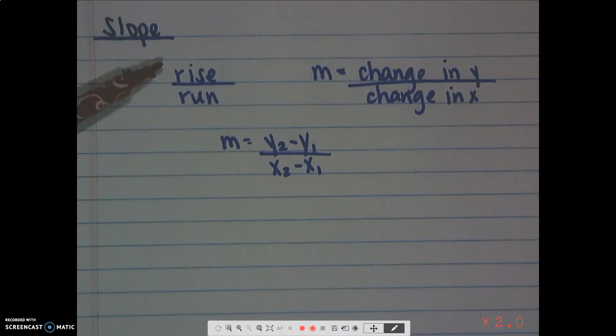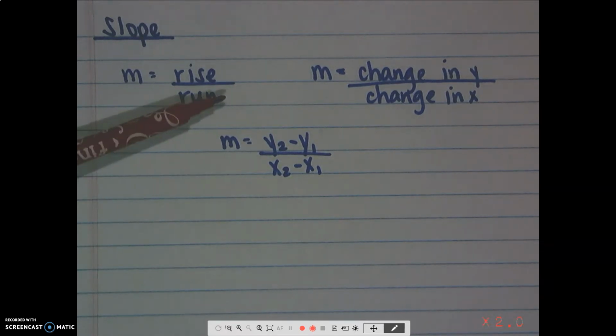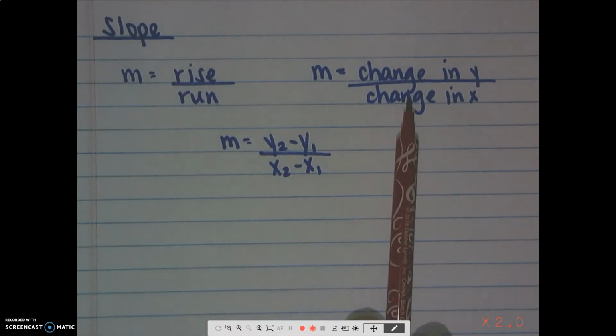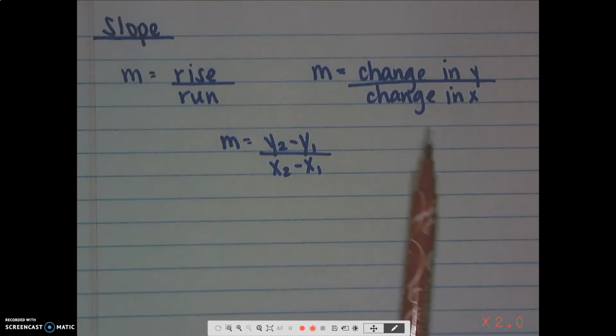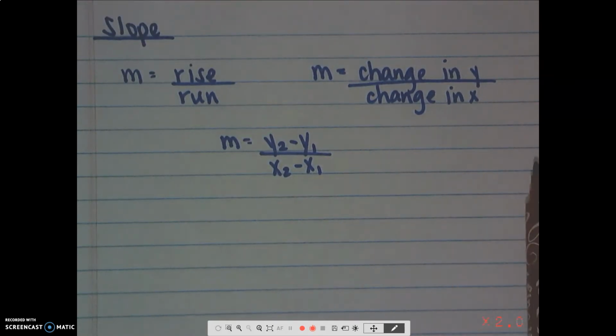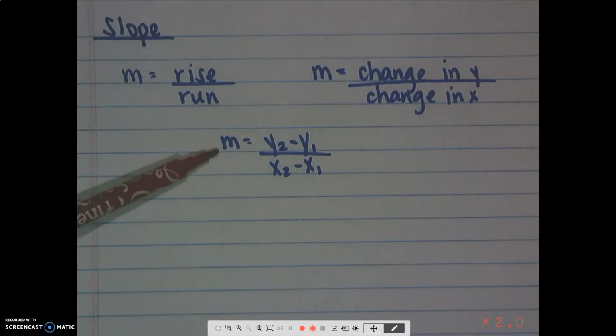If it's graphed, oftentimes you're going to think of it as rise over run. So how much you rise over how much you run. You can also think of slope as the change in the y. So when you're rising, that's the change in the y over the change in x, which is when you're going left and right, which is running. And then there's also the slope formula where we have y2 minus y1 over x2 minus x1.